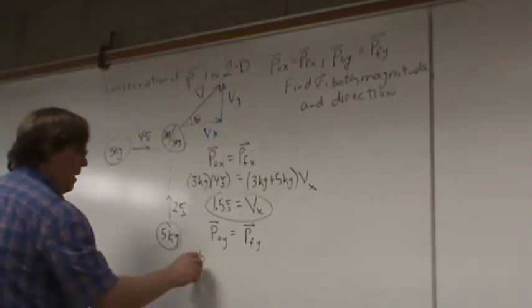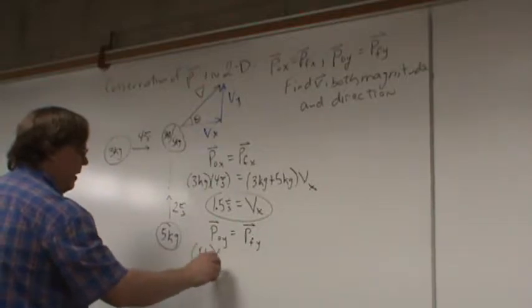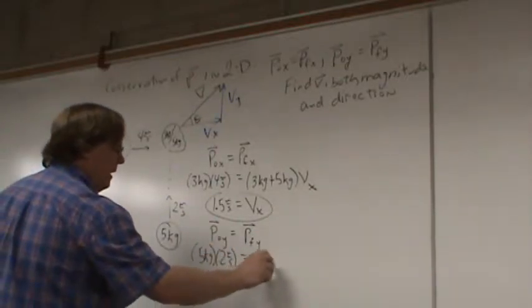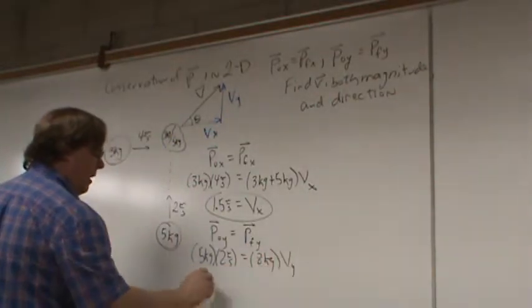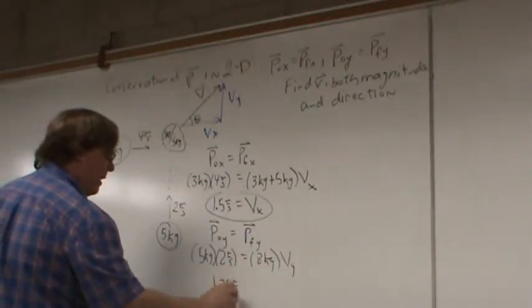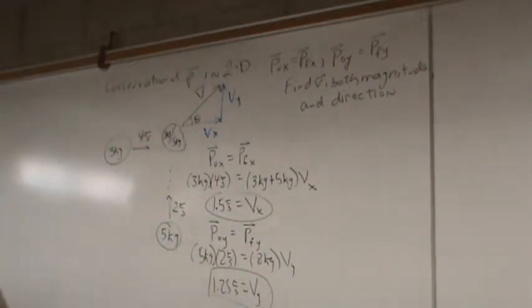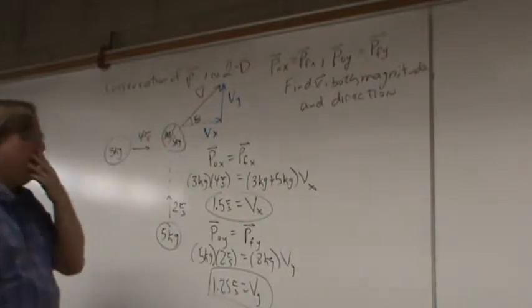Initial momentum in the y direction is the 5 kilograms times 2 meters per second. The final momentum in the y direction is the 8 kilogram mass multiplied by Vy. So I get 1.25 meters per second equals Vy. Yay. Now I can go ahead and answer the question. I can get V and I can get the angle.